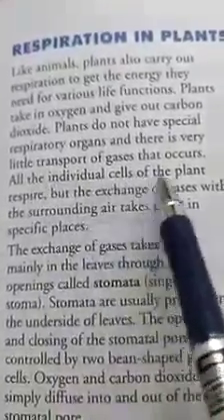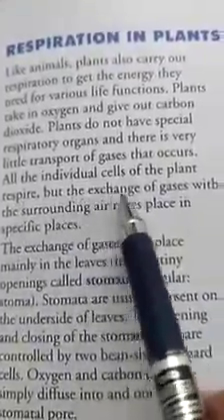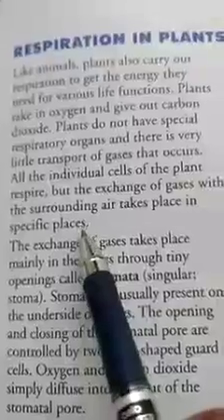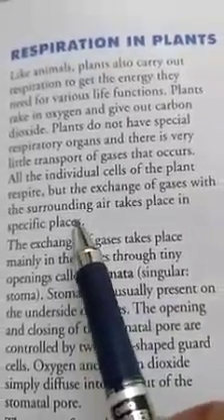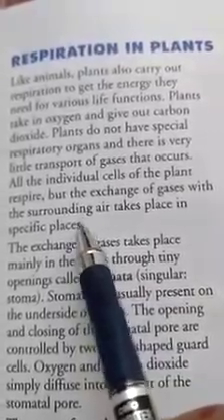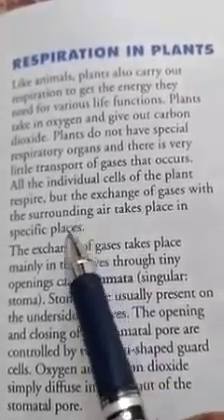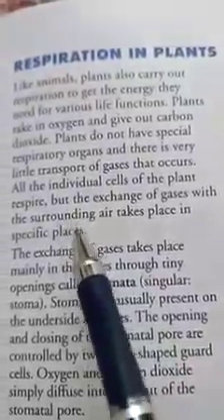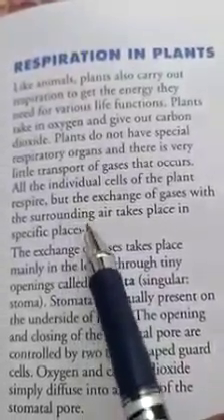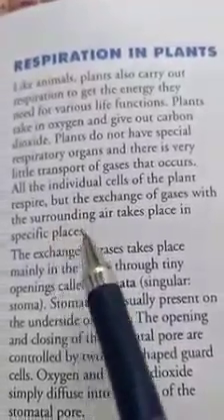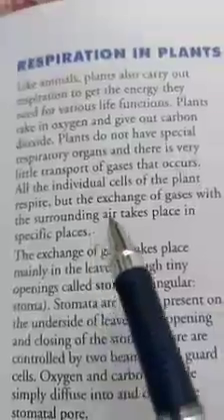All the individual cells of a plant respire, but exchange of gases with the surrounding air takes place in a specific place. Dear students, we earlier discussed in the first chapter that photosynthesis needs energy. To obtain energy, plants also respire. Each part of the plant respires individually. The stomata, which help in photosynthesis, also help in the respiration process.